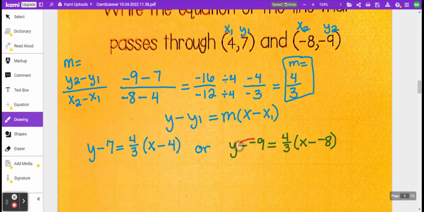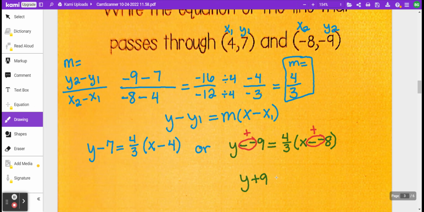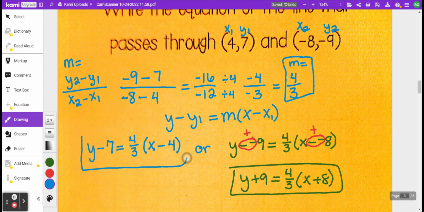So here's where we're talking about that double negative turning to a positive. So here when we simplify, I'm saying y plus 9 equals my 4/3 x plus 8. Either one of these is acceptable. You don't have to stay with just the first set or the second set. You can use any one of those to set up that equation.